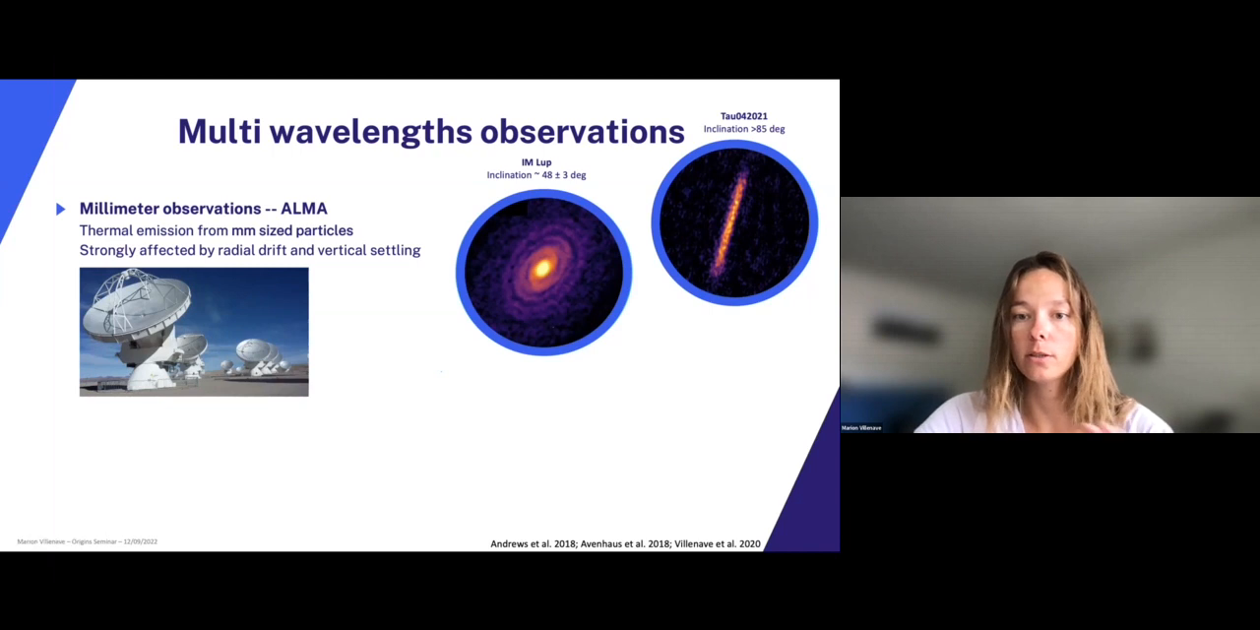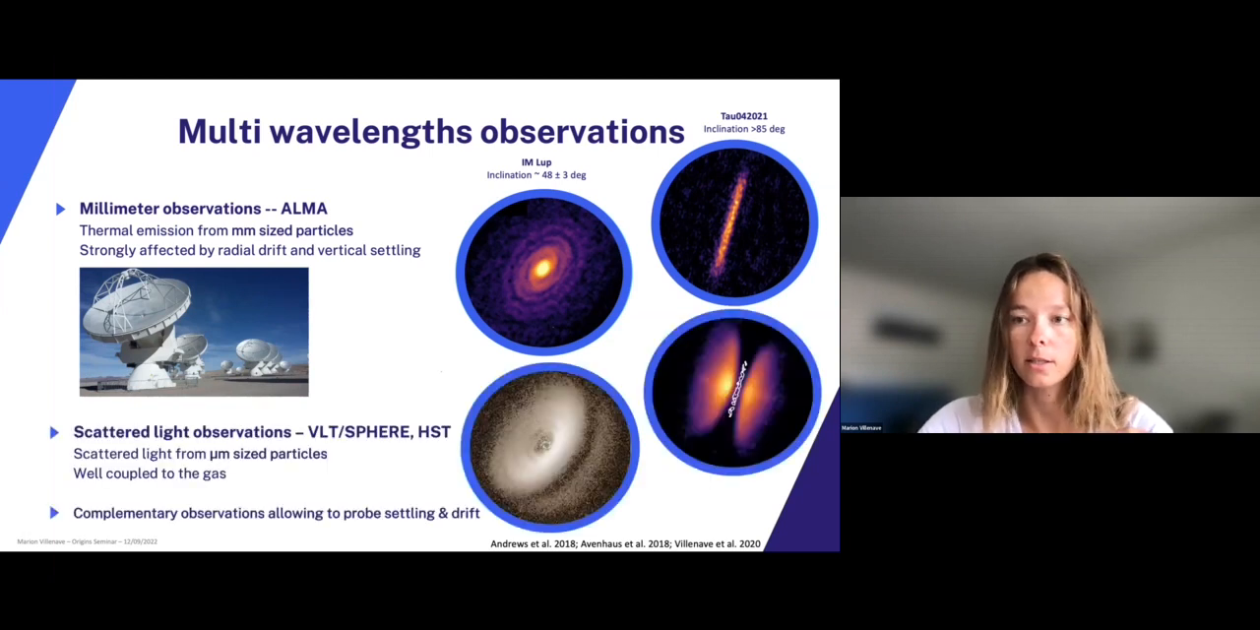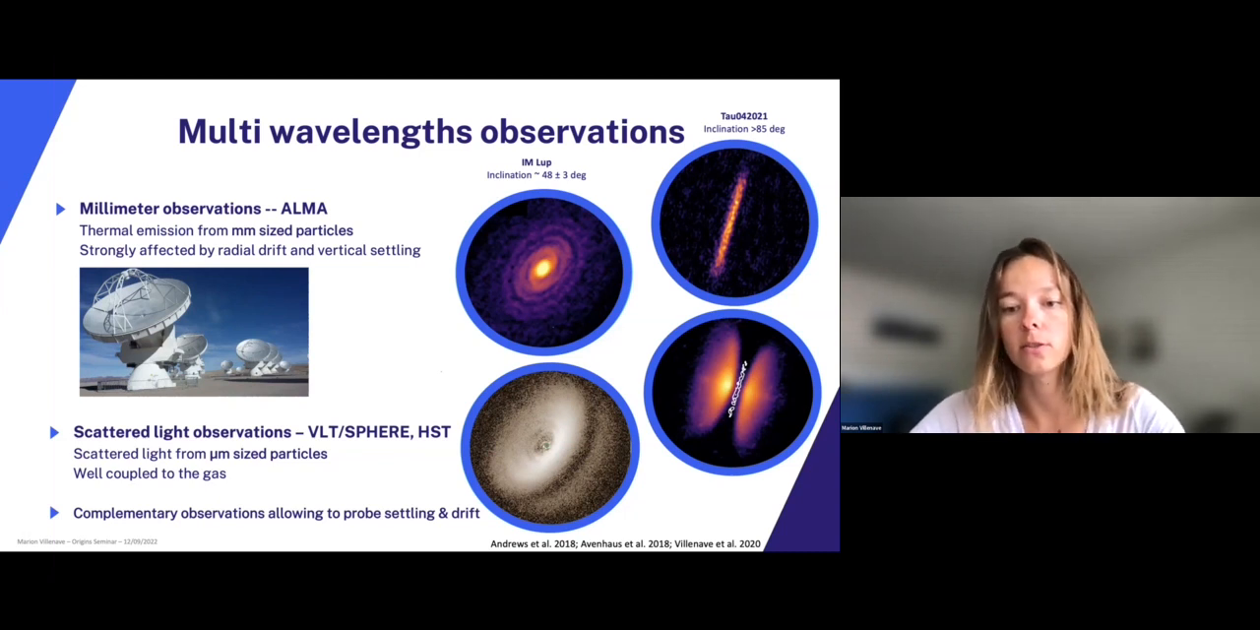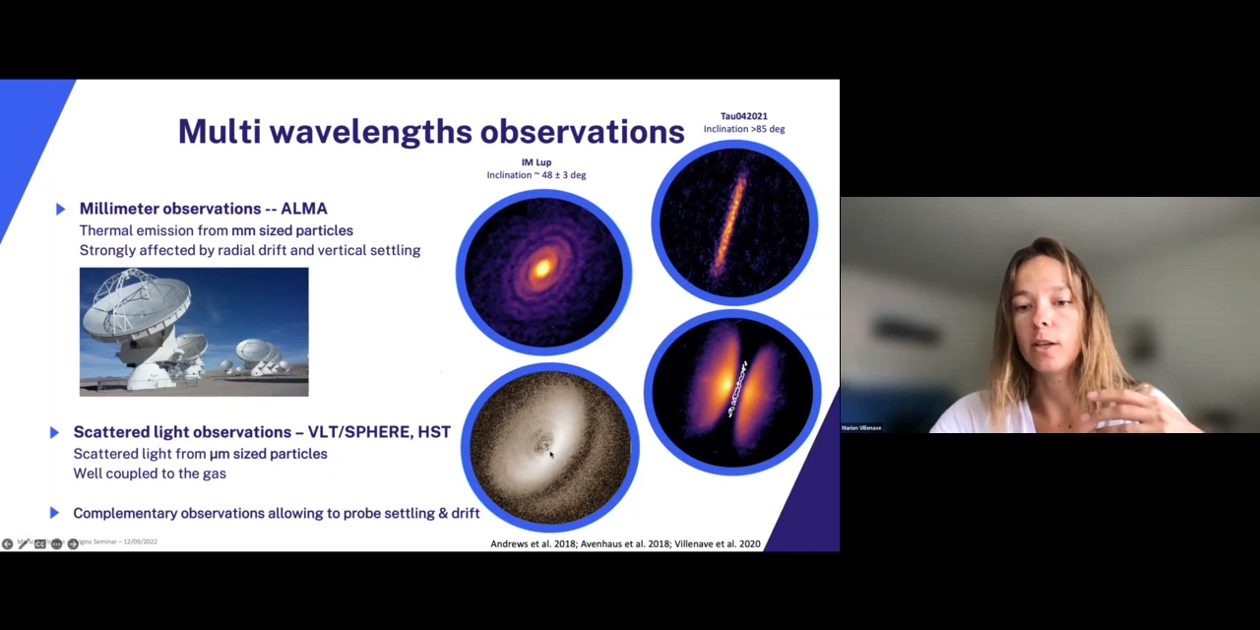So IM Lup, which is not so inclined and has clear rings, and HD 163296, which is more inclined, and so we are seeing this elongated rectangular shape. And now I'm going to show the same disks probed with scattered light images with SPHERE and HST. And as you can see, they look very different. This is because we are not probing millimeter-sized particles, but micron-sized particles, which are well coupled to the gas.